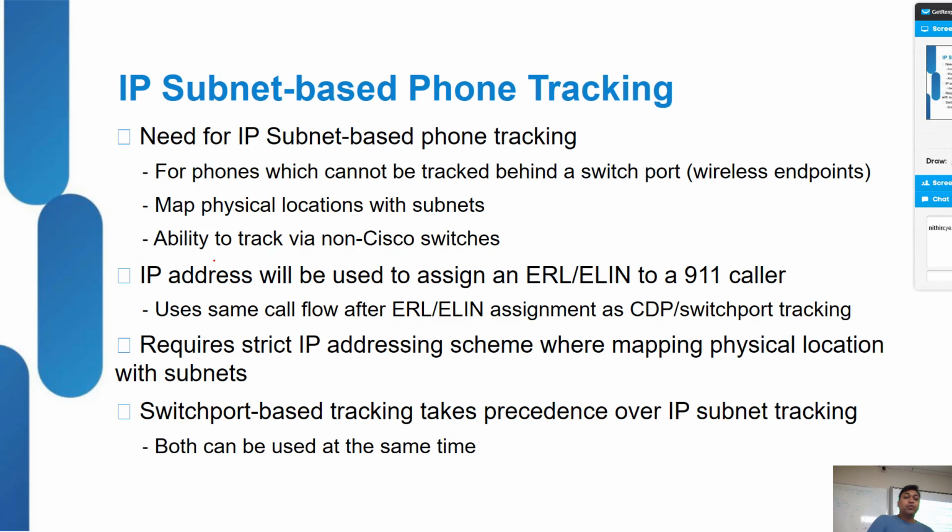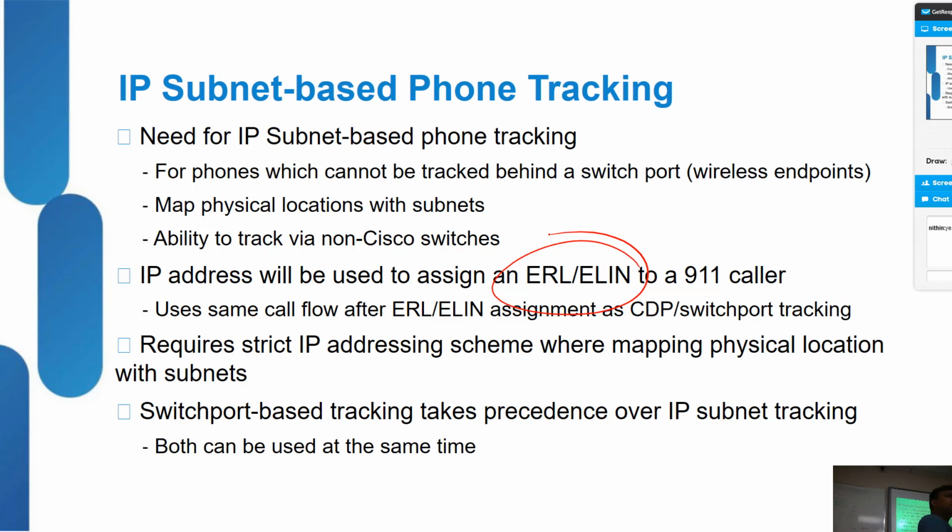Okay? So a phone cannot be tracked behind a switch port, such as if you have a wireless phone. A wireless phone doesn't have a switch, right? So you follow their IP addresses. It will map their physical location to the IP address. Ability to track non-Cisco device switches. The IP address will be used to assign the appropriate ERL. So you can also say this ERL has this ELIN number for these subnets.